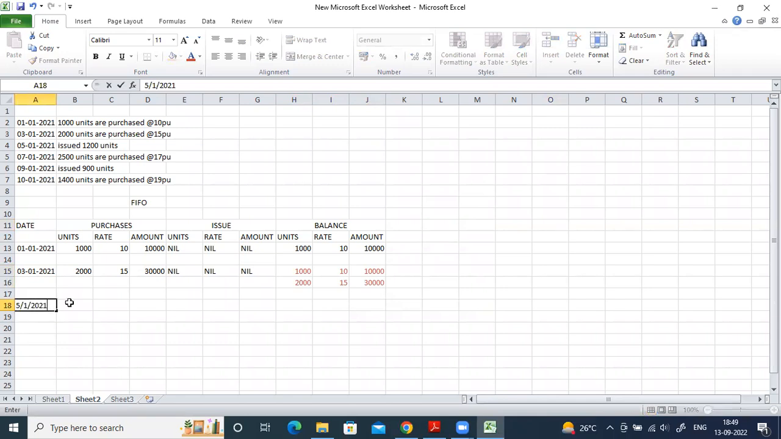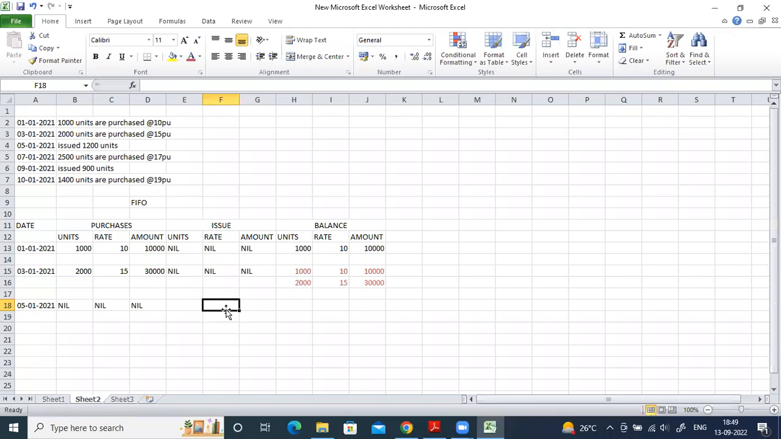Now what is on 5th January? Is it purchase or issue? Issued, sir. So it is issue. So there will not be any entry in purchases. How many units we issued? 1,200. Yeah, 1,200 units we issued.